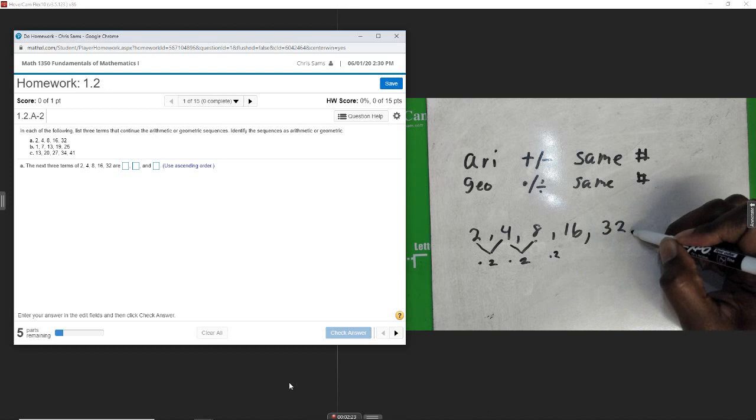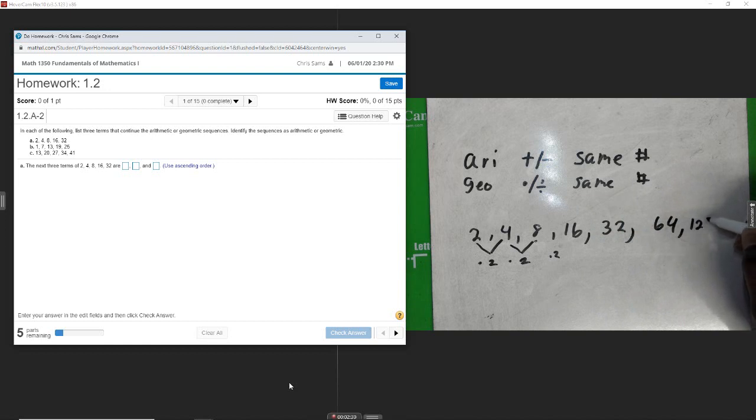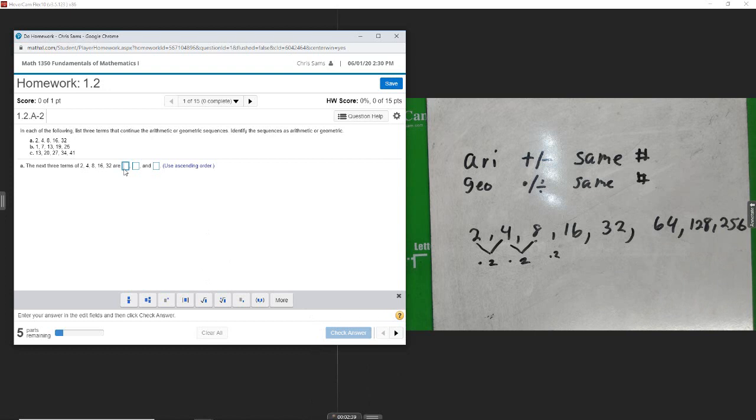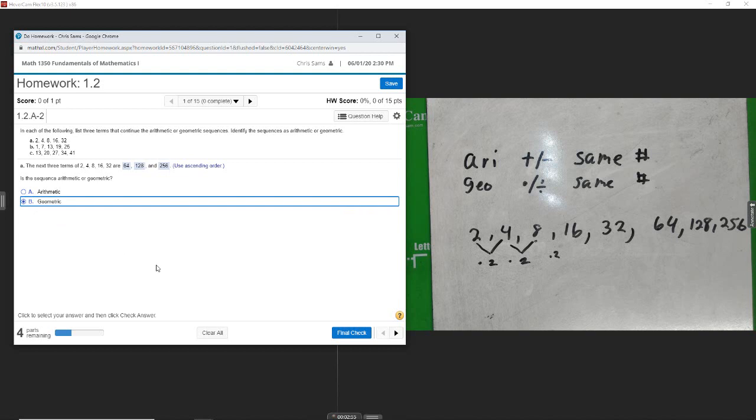So if I continue going, multiplying by 2, times 2 will give me 64. Times 2 will give me 128. Times 2 will give me 256. So we're multiplying by 2 every time. And you can use a calculator and everything to help you with those. But 64, 128, and 256. That will be the next three terms here. This is geometric because we're multiplying each time.